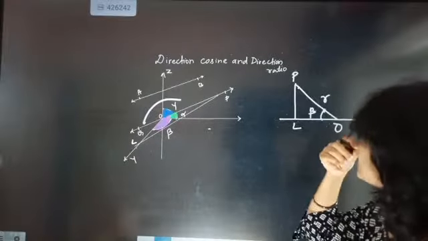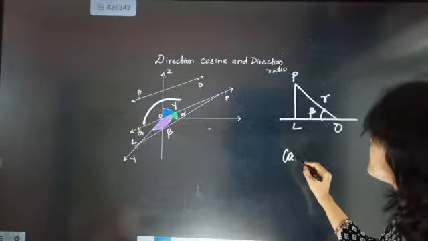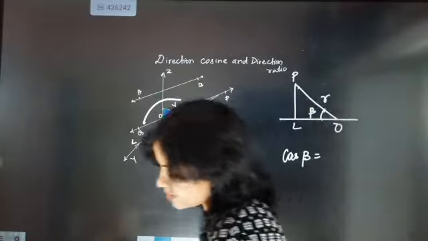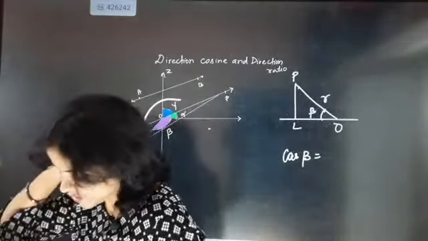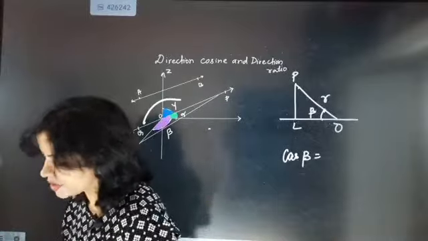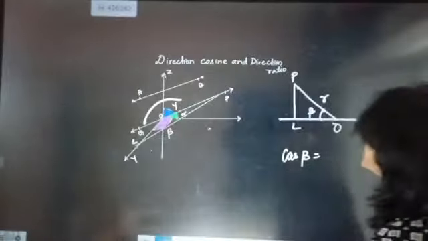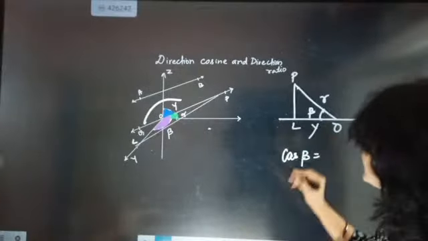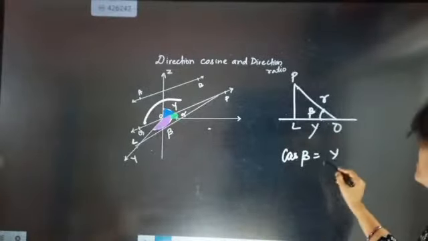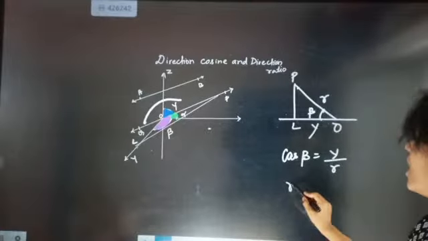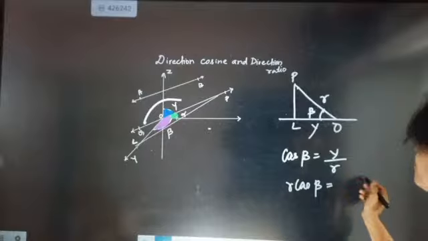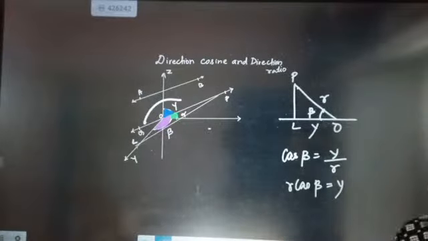Now cos beta will be equal to, what will be cos beta? Come on, tell me fast. L square plus M square plus N square equal to 1. So cos beta will be equal to, since we know this length will become OY, OL will become Y exactly. So base by this one. R cos beta will be equal to Y.